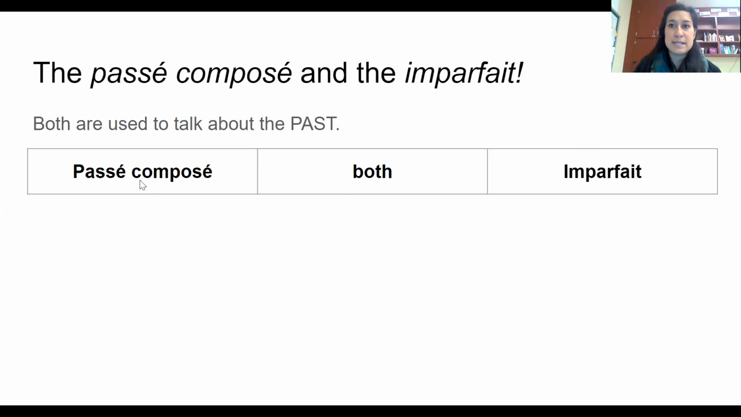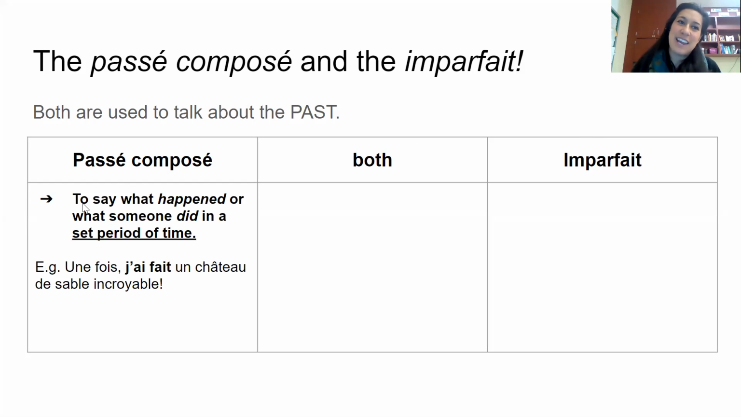So the first thing we're going to look at is the passé composé. When do you think we use the passé composé? Yes. So we use the passé composé to say what happened or what somebody did in a set period of time. So it's not ongoing. It is, we did this, we went on vacation this one time to Florida, and we stayed in a hotel, and we swam in the sea, this one time.